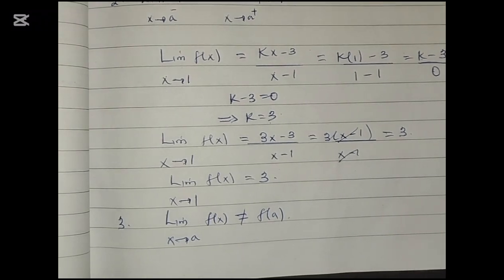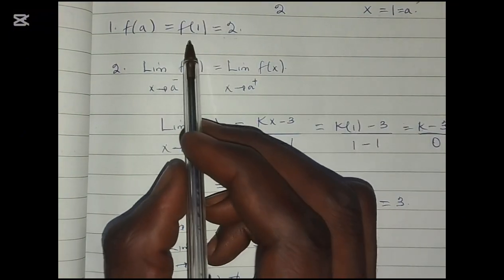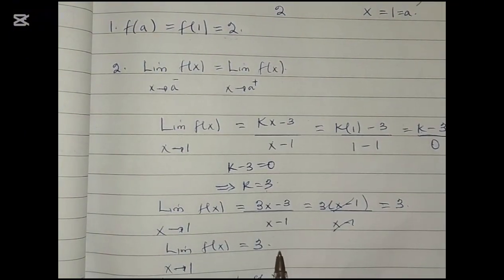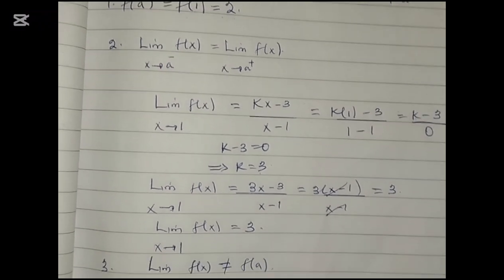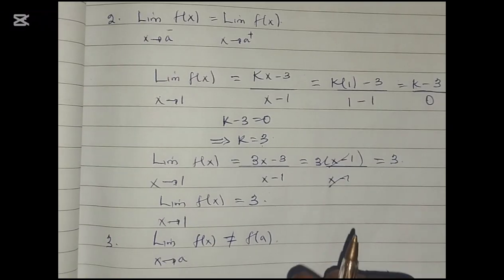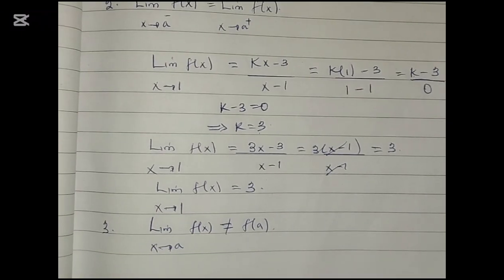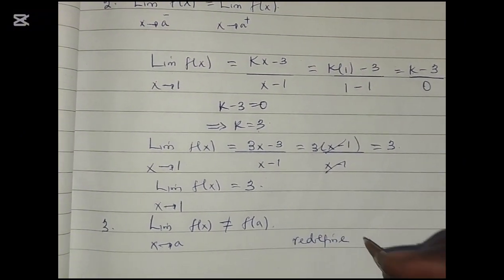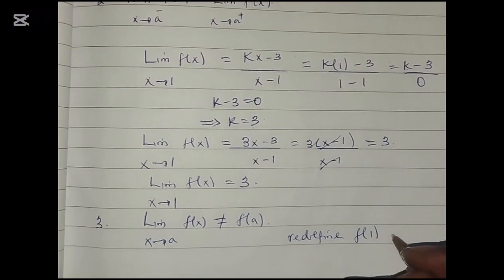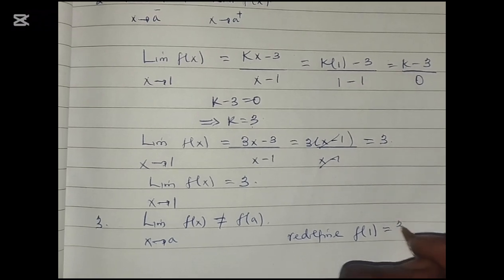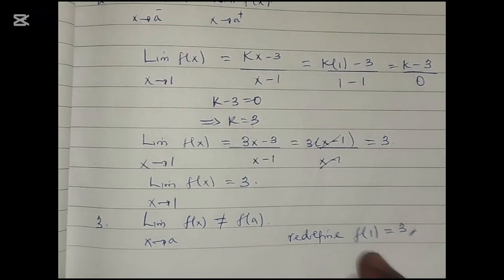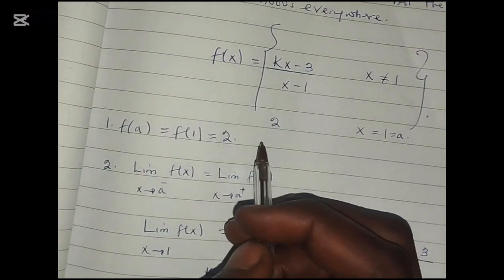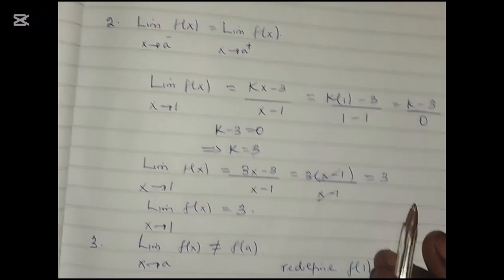Now how can we fix a hole? All we have to do is redefine our function so it corresponds with this limit and is continuous. So if you want this to be continuous and you want to fix it, all you have to do is redefine f of 1 to be 3. That's all. Just redefine f of 1 to be 3 and put 3 here. Then all you have here will be continuous.